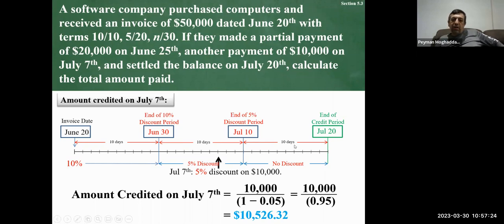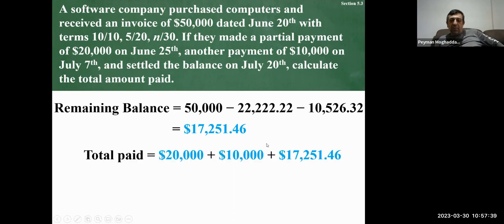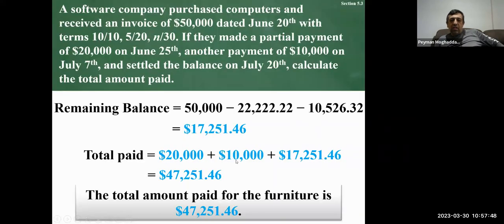So no discount, okay? So it's going to be $50,000 minus this, minus that, it's going to be $17,000. That's what they're going to settle on July 20, right? So what's going to be the total payment? Total payment is going to be 17,000 plus 20,000 plus 10,000. So it's going to be 47,251.46. Okay, so that's what the correct answer is. Most of you basically answered correctly.